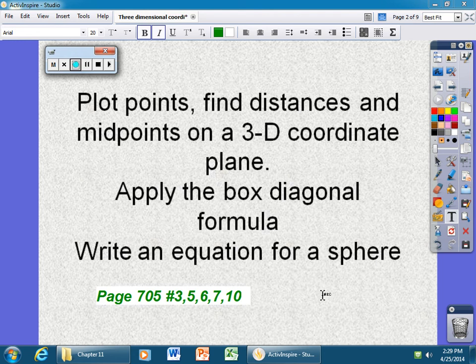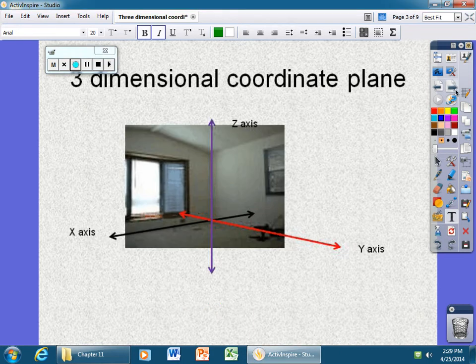Alright, so this is chapter 11, section 9. We're going to work on the three-dimensional coordinate plane, and we're going to use all the things that we have done in the past, the distance formula, the midpoint formula, and the equation of a circle, and apply it to a three-dimensional object. Whenever you get done, you're supposed to do page 705, problems numbers 3, 5, 6, 7, and 10. Alright, so first let's look at what the three-dimensional plane is.